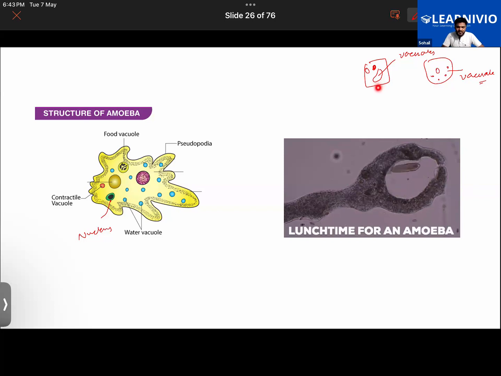The main thing is, what is the purpose of vacuole? Vacuole serves as a storeroom. Just like in your house, you have a storeroom where you keep extra things. In a similar manner, vacuoles serve as a storehouse for this amoeba cell also, where it will be storing food or water. So you look over here. If food gets stored in this vacuole, it is called a food vacuole. If water is stored here, then it is called a water vacuole. Is that clear to all of you?